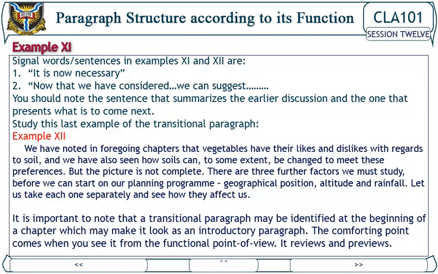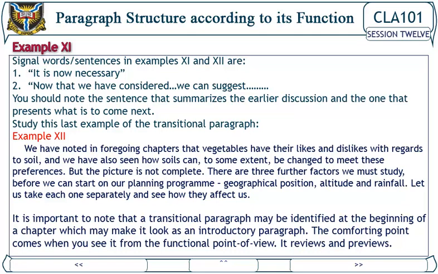Example 12. We have noted in foregoing chapters that vegetables have their likes and dislikes with regards to soil, and we have also seen how soil can to some extent be changed to meet these preferences. But the picture is not complete. There are 3 further factors we must study before we can start on our planning program: geographical position, altitude, and rainfall. Let us take each one separately and see how they affect us.